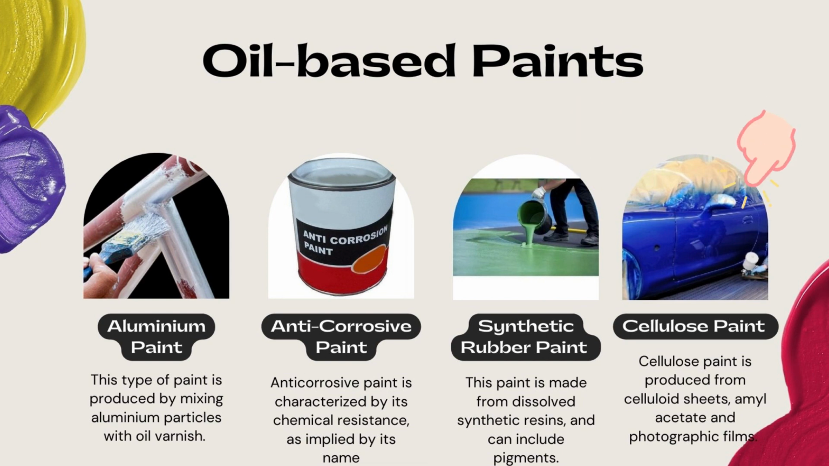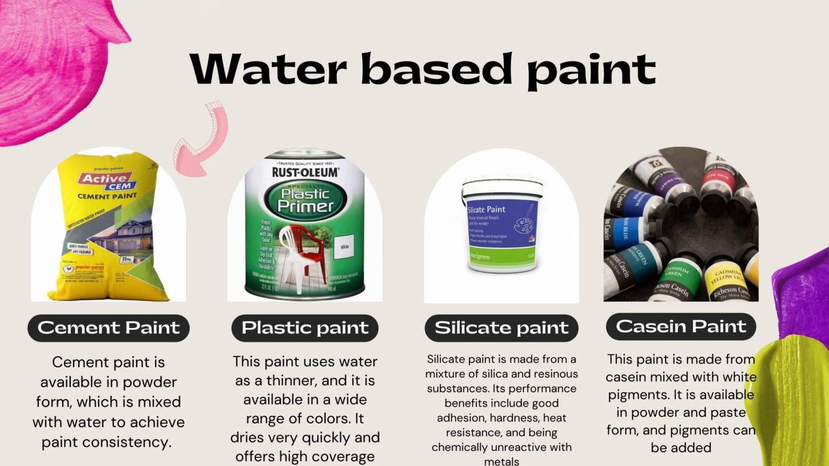Last is cellulose paint. Cellulose paint is produced from celluloid sheets, amyl acetate, and photographic films. Adhesion can be improved by adding castor oil, and surfaces can be easily cleaned and washed once the paint has dried. This type of paint is characterized by its quick drying, smooth finish, and hardness while offering resistance to water, smoke, and acids.